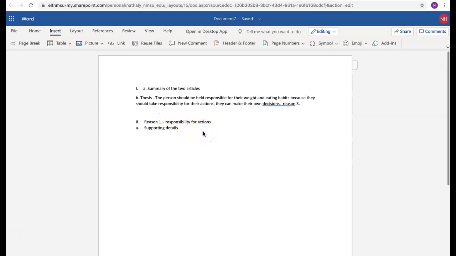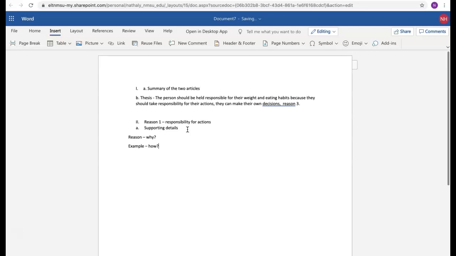Now, there are some things I do want to point out. Reasons are different than examples, like I mentioned earlier. So think of it this way. A reason answers the question why. So if somebody says, why do you feel this way? You provide a reason. If somebody asks you how, you provide an example.